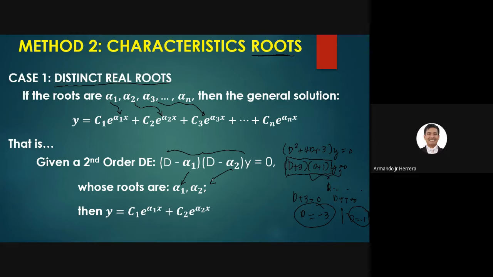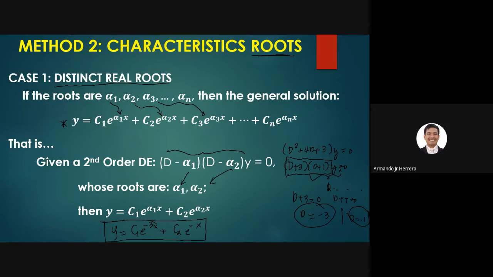So all we need to do is to substitute using our presentation dito ng solution. Y is equal to C1 e raised to alpha 1, that's negative 3, plus C2 e to the negative x. So that will be our answer dyan. So, di ba, haba-haba ng ginawa natin dito. So, ang gagawin lang pala natin is you just have to find the root.